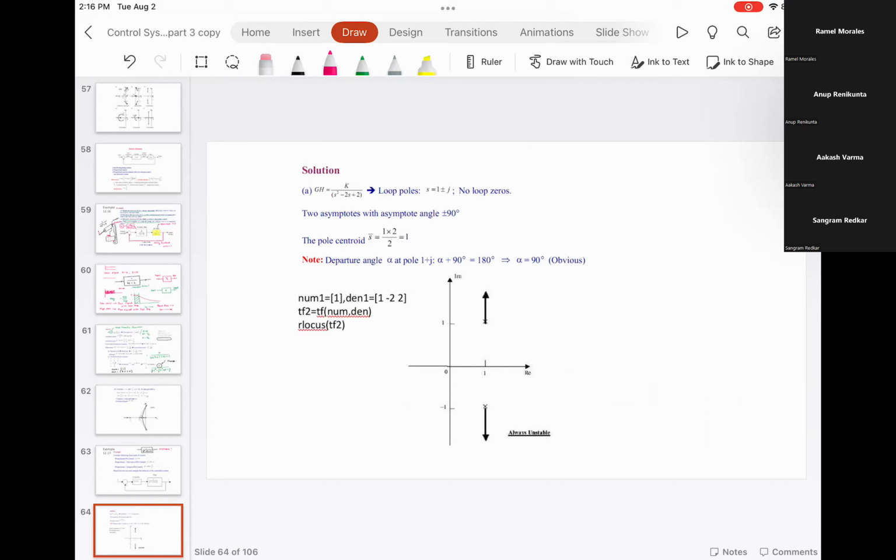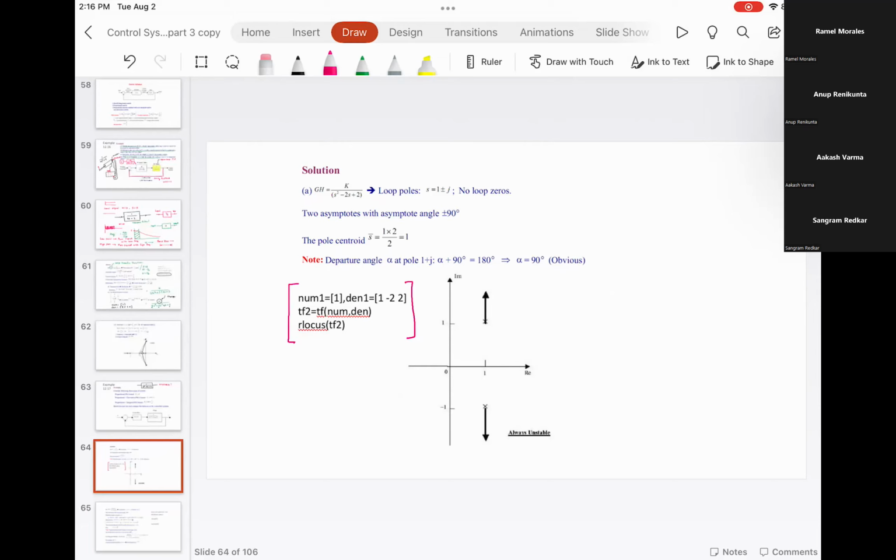First and foremost, if you want to see if the system is stable or unstable, you can use the command root locus and plot the root locus. You'll observe that the root locus would look something like this. If you have not done it, I would strongly encourage you to quickly run this root locus and observe that the poles are on the right half plane. This is the imaginary axis. This is the real axis. And the system is going to be unstable all the time.